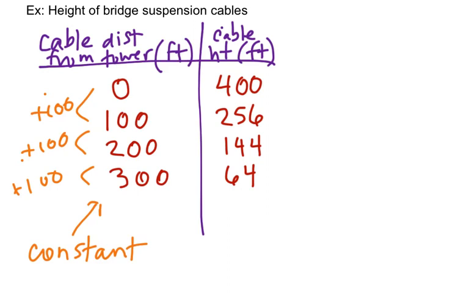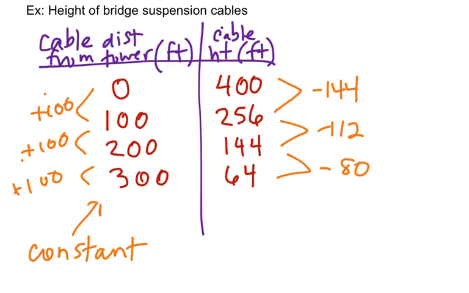And then the first thing we want to see is what our first differences are. So we are subtracting 256 from 400, or actually you could take 256 minus 400 and we get negative 144. And 144 minus 256 is a negative 112. And 64 minus 144 is a negative 80. These are our first differences, and they are not constant.